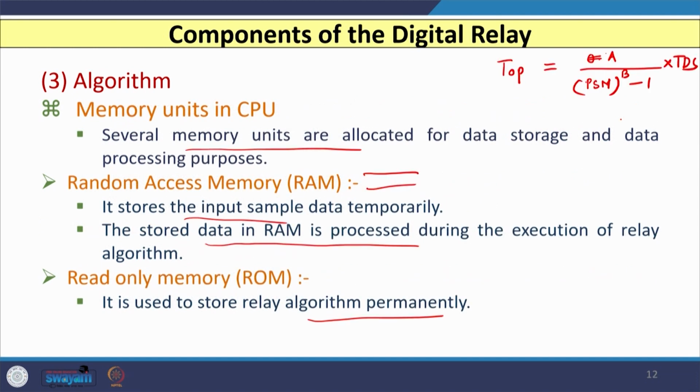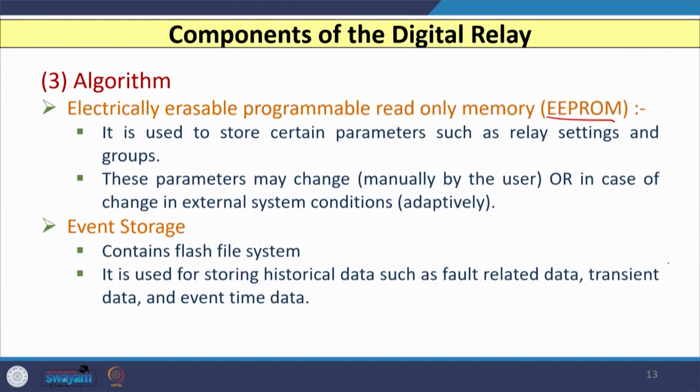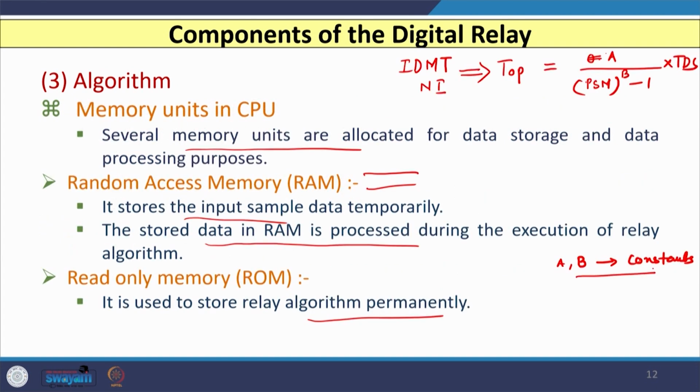Now, if I have, let us say, a simple IDMT, that is inverse definite minimum time overcurrent relay, having normal inverse characteristic, its equation is given by this. So, the time of operation of this relay is given by this, where A and B, these two are constants, right. They are already defined by the manufacturer, and these constants are already stored in the EEPROM, because for normal inverse characteristic these constants are used and they are not going to change at all. So, these are there in the EEPROM.